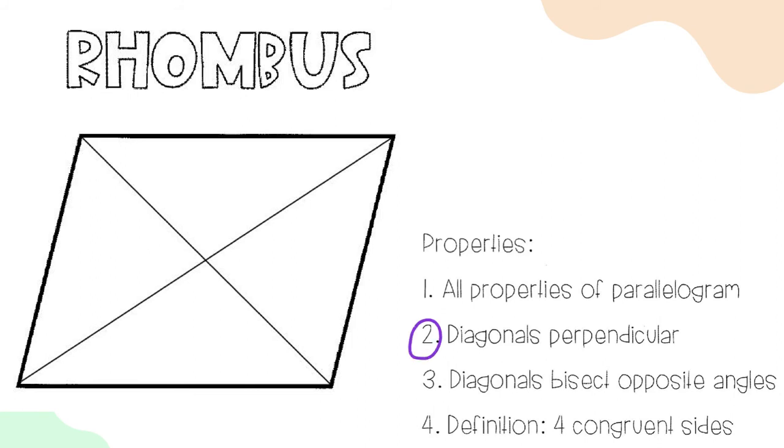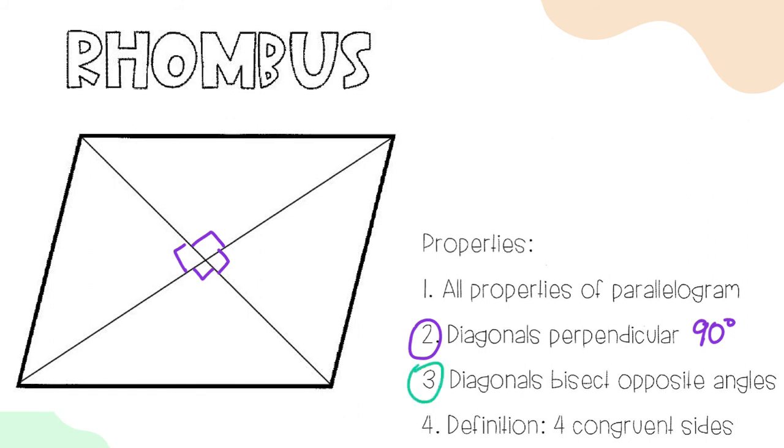Those diagonals are perpendicular. That means that they make a 90-degree angle. So this angle is 90 degrees, and all of these other angles in the center are going to be 90 degrees. So all 4 of those are, and if you know that one is, then you know that all of them are.